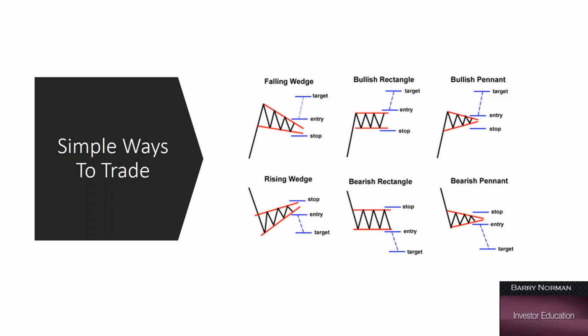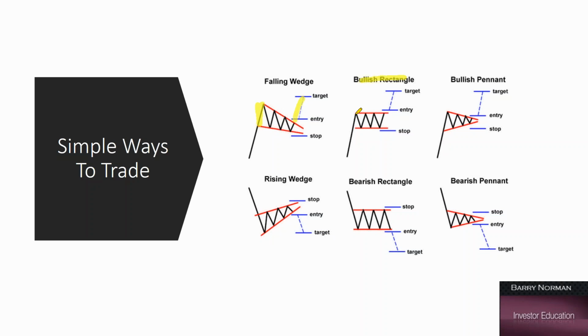So as you can see on here, we have the falling wedge, we have the bullish rectangle, we have the bullish pennant, we have the rising wedge, we have a bearish rectangle, we have a bearish pennant, and it goes on forever. Now, if you notice, they're pretty well common. A falling wedge, you would put your stop down here, you put your entry point when it broke out, and you would set your target point for an equal distance of the height of the wedge.